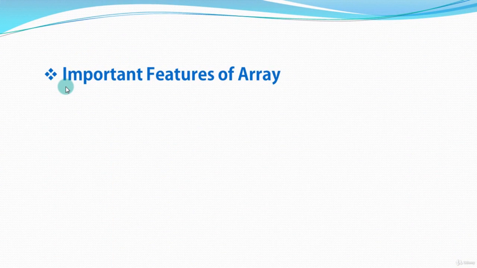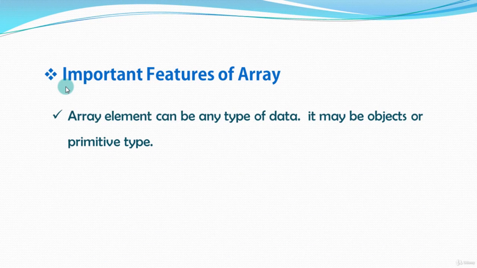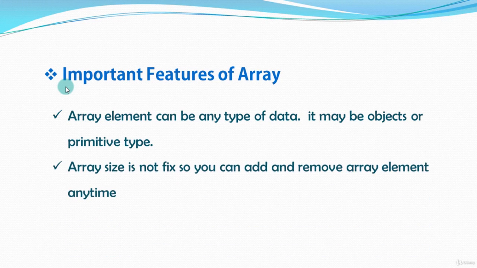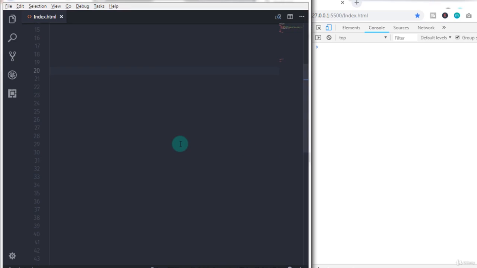So let's take a look at the important features of an array. An array element can be any type of data. It may be an object or primitive type. Array size is not fixed, so you can add and remove array elements anytime. An array is zero-based, so the first element of the array is at index 0 and the next element is 1 and so on. To declare an array, we can use square brackets, and to separate elements, use commas.